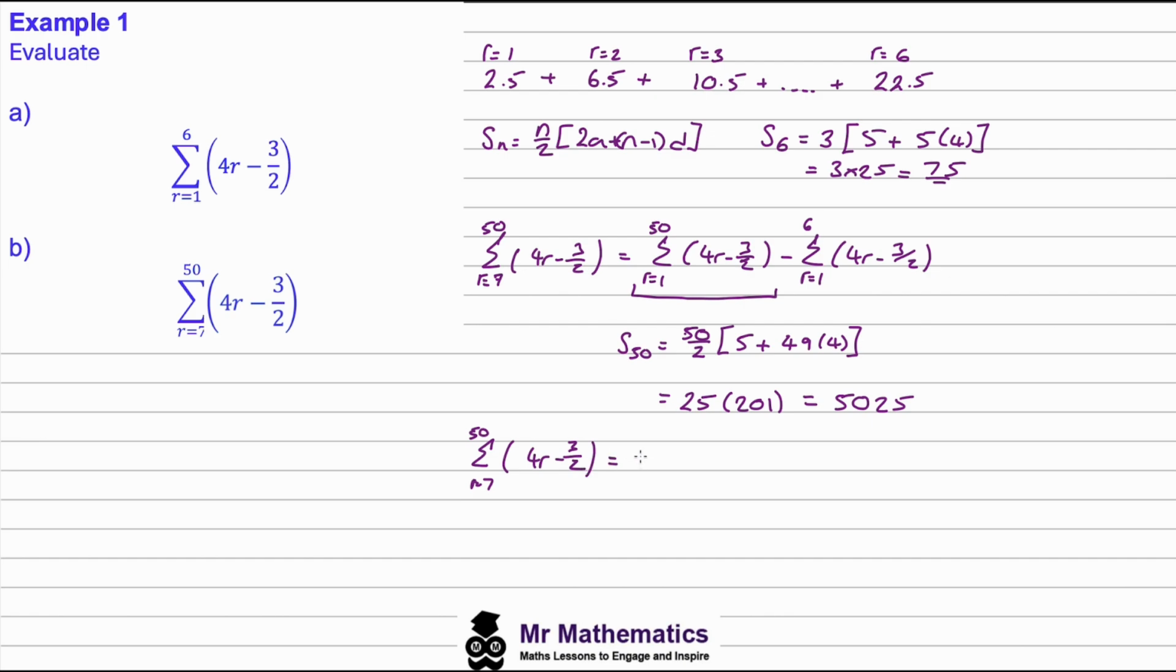So the sum between the 7th and the 50th term of our series will be the first 50 terms minus the sum of the first 6. And this works out as 4,950. Okay? In example 2, we're going to look at the sum of a geometric series using sigma notation.